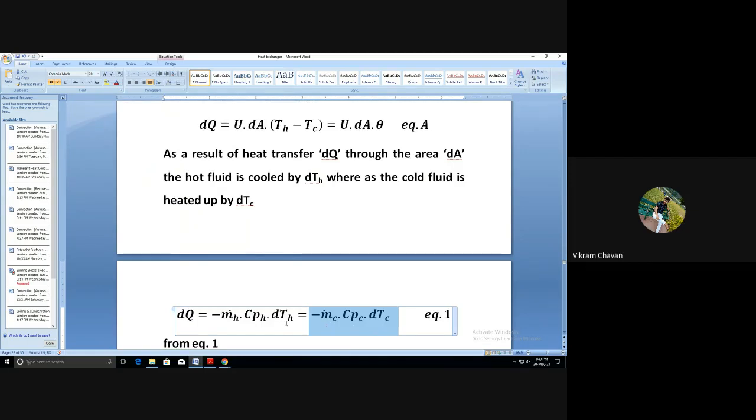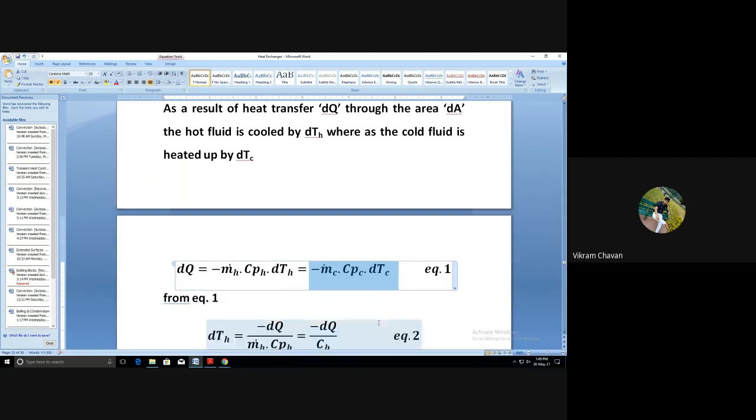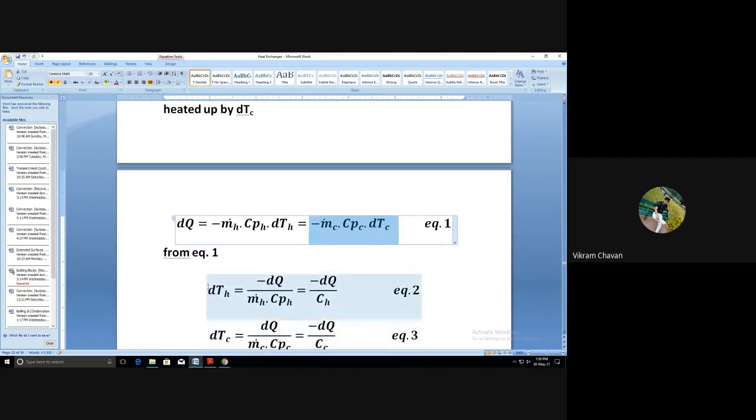Okay, and dTh is the change in temperature for the hot fluid, and dTc is nothing but the change in temperature for the cold fluid. So from this equation we can calculate dTh, we can consider the dTh and dTc.